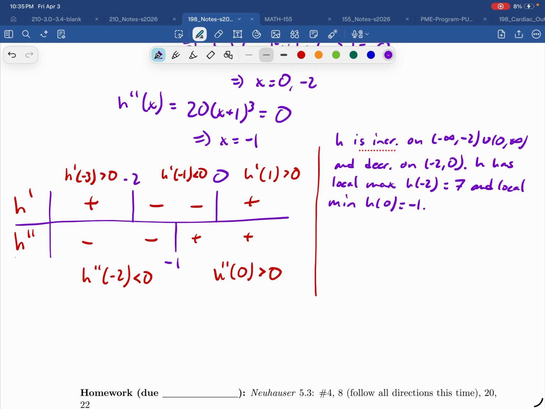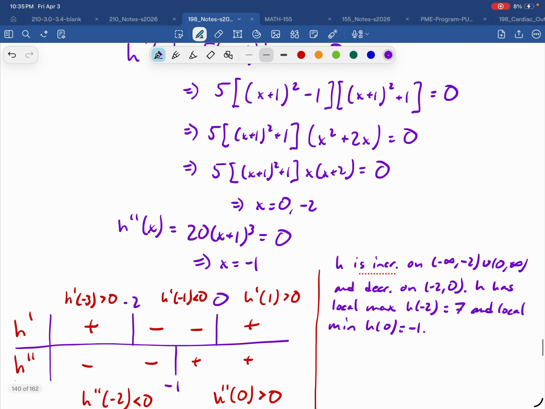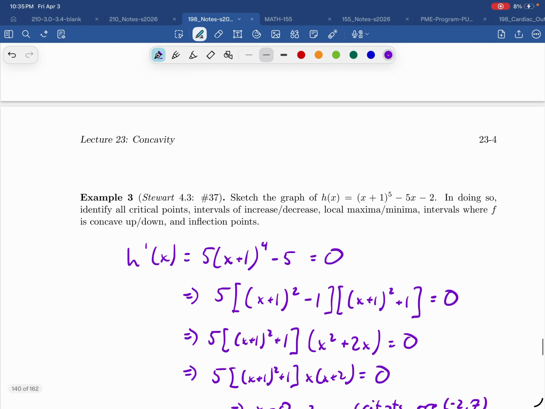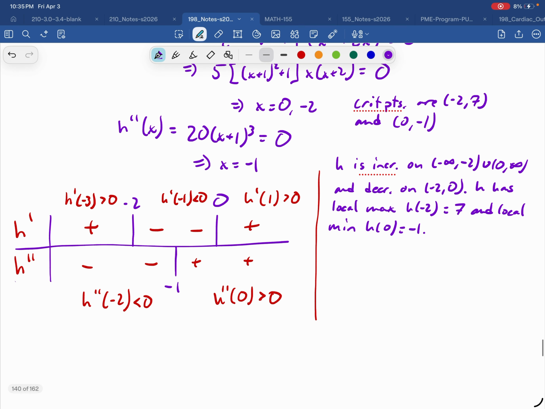Okay, so that is our first derivative stuff, right? We found the critical points, right? Critical points, just to write them out. Critical points are -2, 7, and 0, -1. Okay? Critical points, intervals of increase, decrease, local maxes and mins, and now we look at the second derivative stuff.